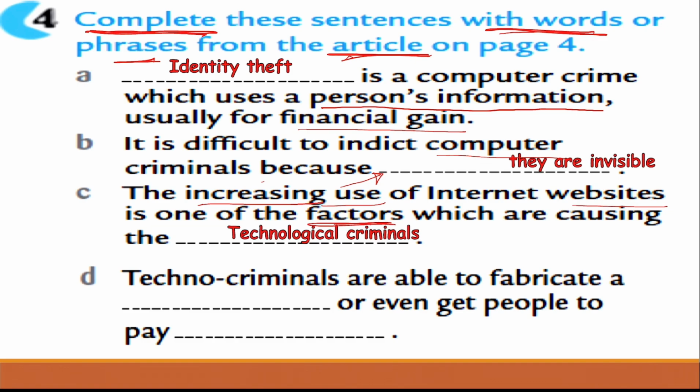The last one, techno-criminals are able to fabricate. To fabricate means to make. It's not true. Or even get people to pay what? Okay. Yes, to fabricate a fake charity organization. It's not real. It's a fake. They ask you to give money for poor people in another country or so, but this is not true. Sometimes it's fake. So here they have this fake website and they ask you to pay. Okay, what? Bills sometimes. You pay bills through a fake website or fabricated website.